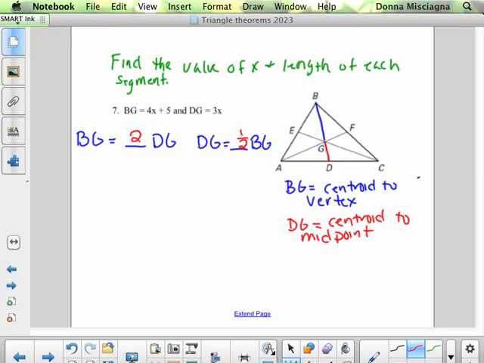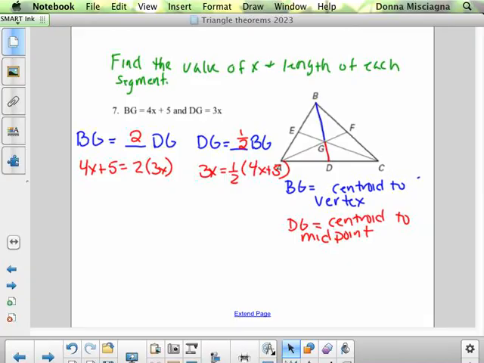Let's take a look at the equation. Let's replace the BG with the 4x plus 5 and the DG with the 3x and see which one looks a little easier to solve. And we'll solve that one. So 4x plus 5 is 2 times 3x, or 3x is 1/2 of 4x plus 5. So I have to distribute a 1/2 in the second case.